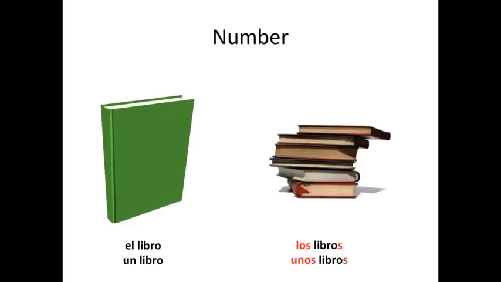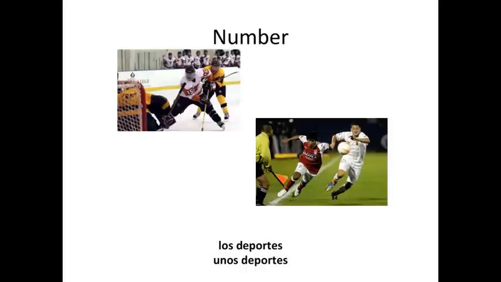Alright? Again, some other examples. El libro, if you make it plural, since it's masculine, it's los libros. Some books, unos libros. Hockey es un deporte. El fútbol es un deporte. If you talk about them both together, you would say los deportes. Again, you add an S to make it plural. Since deporte is masculine, you're not going to say las deportes, you're going to say los deportes.